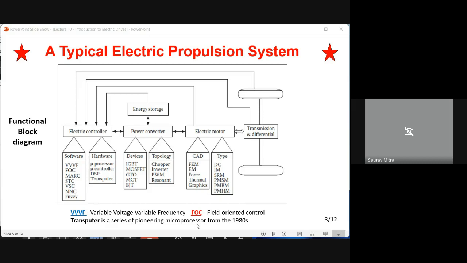Third thing is the electric motor. You can write down different types of electric motor. So in today's lecture, we're going to see 5 types. Then there is transmission, differential, and energy storage. So energy storage can be a battery.